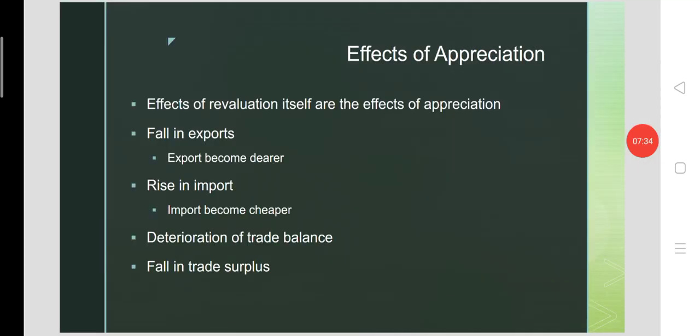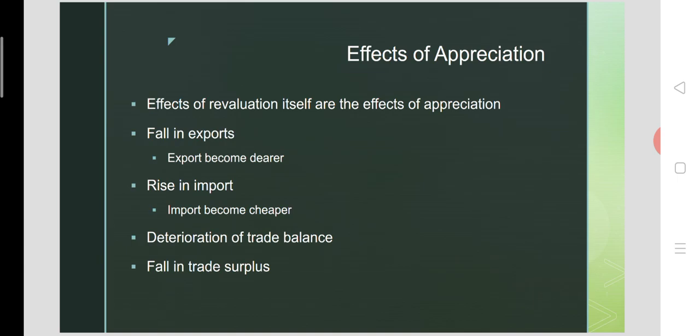So what would the appreciation of the currency make on the economy? All effects of revaluation itself are the effects of appreciation as well. So appreciation would lead to fall in export, as export will become costlier, export will become dearer. That means foreigners after appreciation need to pay more for Indian products in terms of Indian rupee.